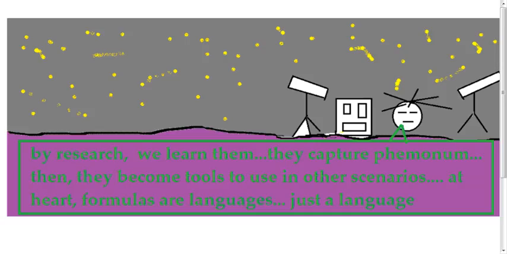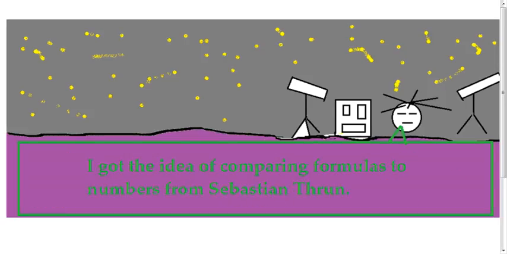People study nature, and they learn to capture phenomena that they see there, and then they use these ideas to study other scenarios, and these formulas are basically just like a language to describe things of nature. This is an idea that I got from Sebastian Thrun.